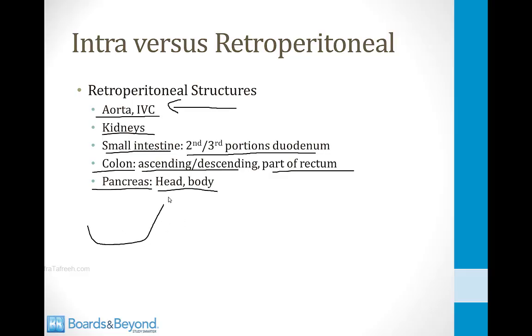And this is important on your surgical rotations. Many cancers of the pancreas occur at the head, and in order to operate on them, the surgeon needs to get all the way to the retroperitoneal space.